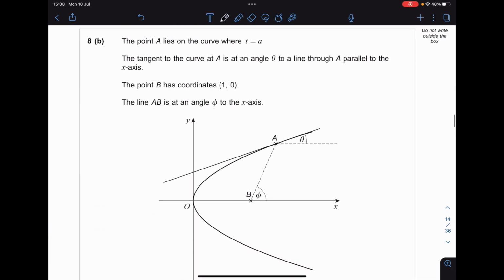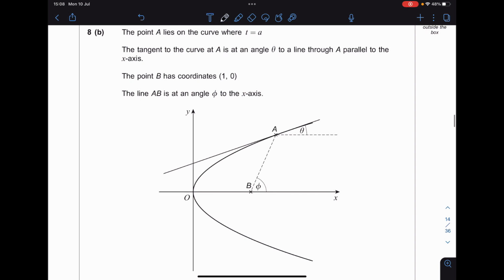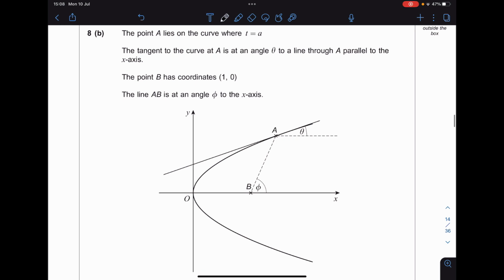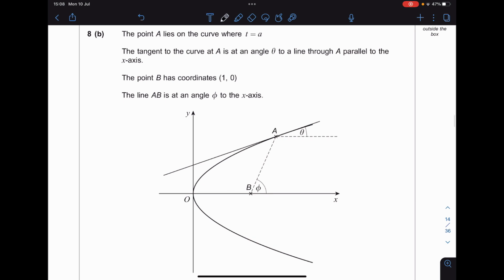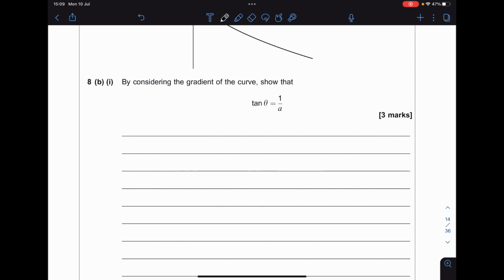And then we get this beast. The point A lies on the curve where t equals a. The tangent to the curve at A is at an angle of theta to a line through A parallel to the x-axis. The point B has coordinates 1, 0. The line AB is at an angle phi to the x-axis. Okay, so by considering the gradient of the curve, show that tan theta is 1 divided by a. Fair, I think. I mean, it's not fair, but you know what I mean.